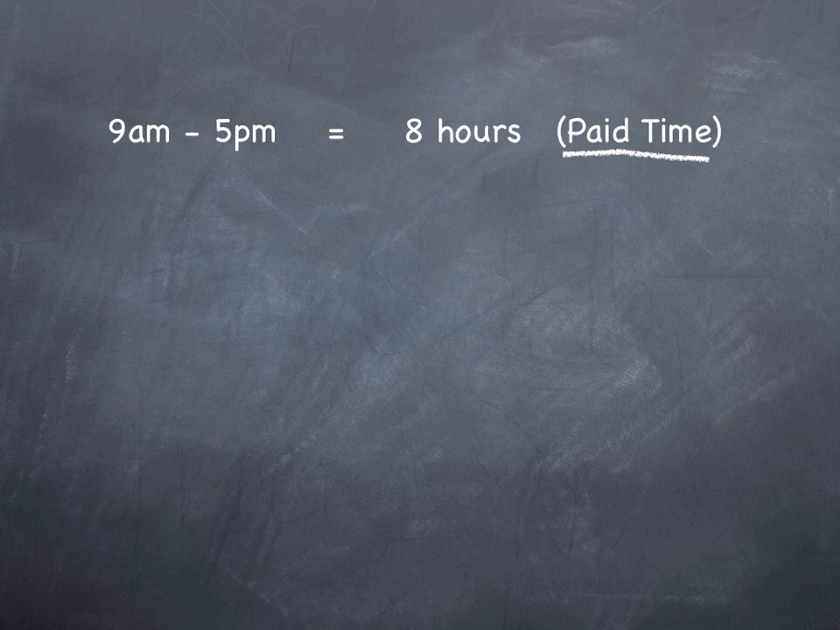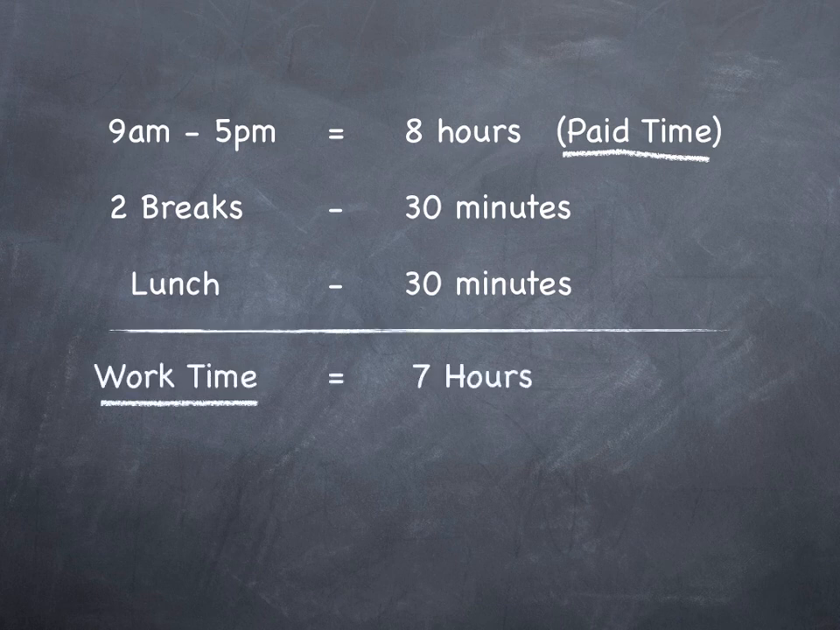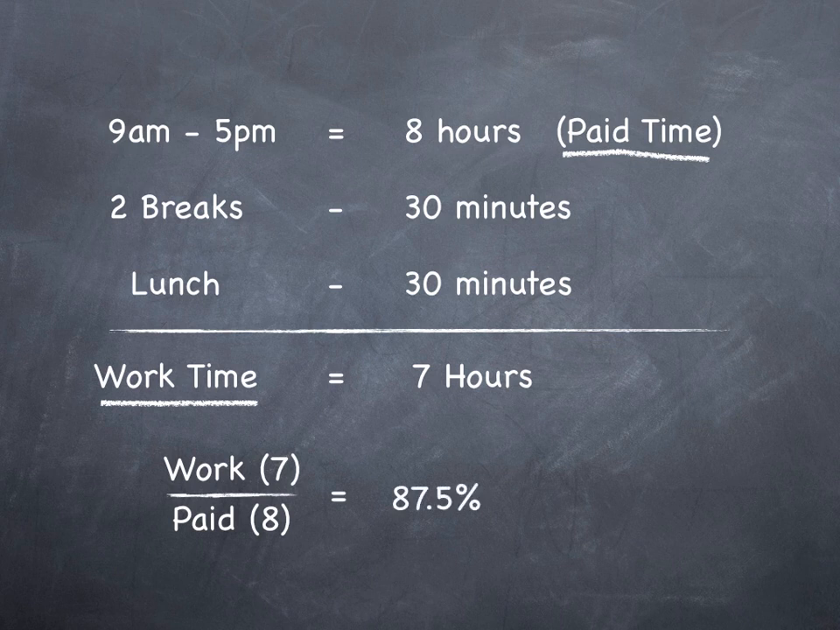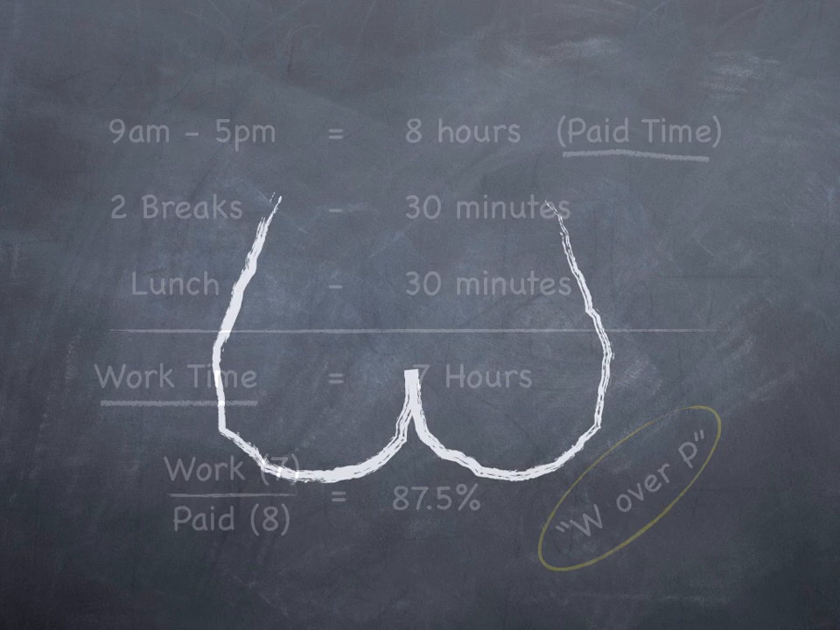So, from an hours perspective, our agent worked 9 a.m. to 5 p.m., 8 hours, and we'll call that paid time. But in that period of time, they had 2 breaks totaling 30 minutes, 1 lunch period of 30 minutes. So their work time for the day was actually 7 hours. So here's a ratio to think about: work over paid. In this case, that math works out to 87.5%. W over P is what we'll call it.